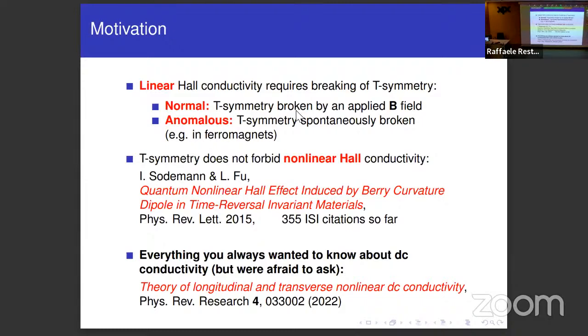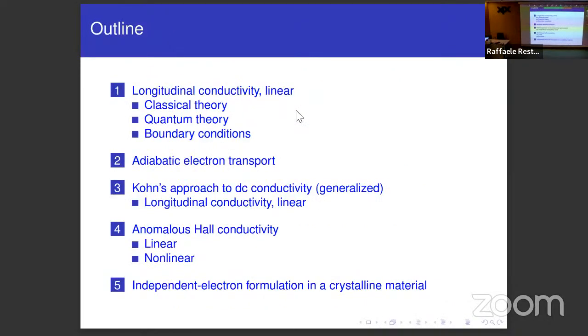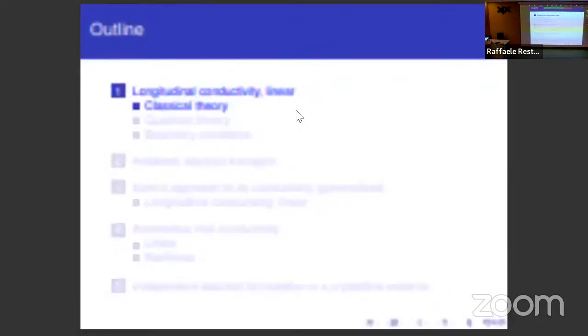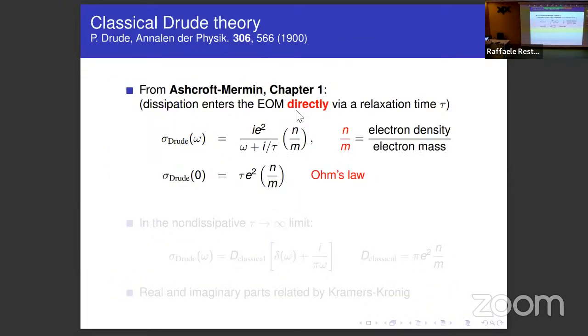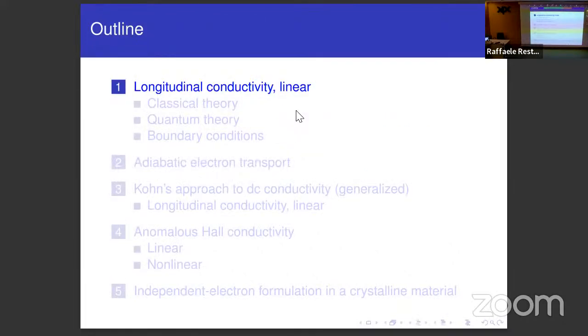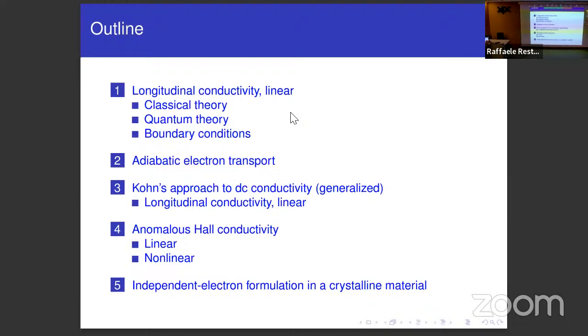Now, we start with a classical theory. Here is the outline. I will first discuss the linear longitudinal conductivity: first the classical theory, then generalities about the quantum theory, and then a little parenthesis about boundary conditions to be used. When you solve the Schrödinger equation, you also have to decide which boundary condition you like to use. Then the fundamental tool which allows us to deal with the problem is the theory of adiabatic electron transport, on which I have a couple of slides, very, very fundamental.